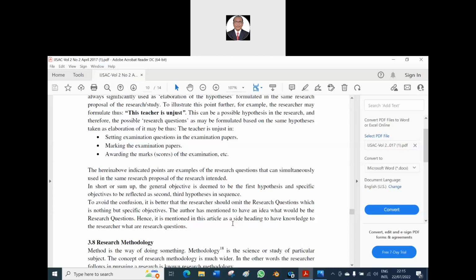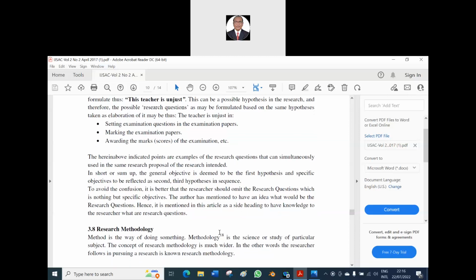Because your research should be confined to only 5 or 6 chapters, not 7 chapters, not 8 chapters. Is it clear? Yes, Prof. To avoid confusion, it is better that the researcher omit the research questions, which are nothing but specific objectives. The author has mentioned research questions in this article as a side heading, to give the researcher knowledge of what a research question is, so that students do not keep a blank face. Research questions are nothing but the specific objectives, meaning variables. Am I right? Yes, Prof.